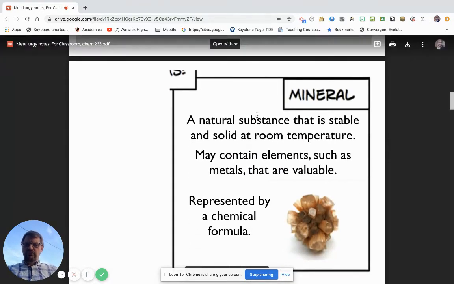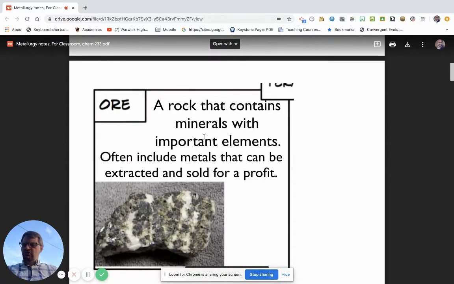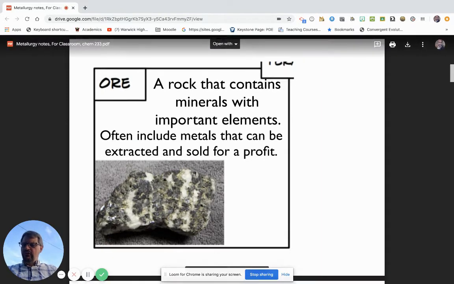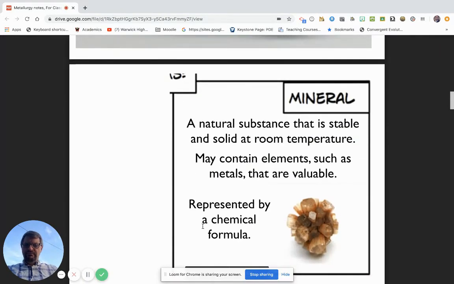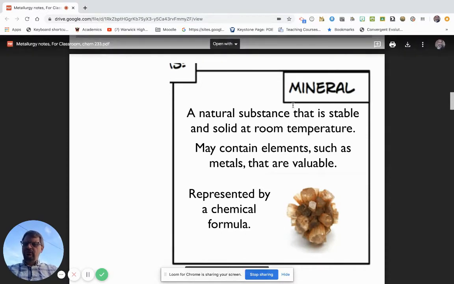We also have minerals. The difference here, ore can be a mixture of different things, like you see there. A mineral usually is represented by a single chemical formula. It's a natural substance, it's stable, and it's a solid at room temperature.